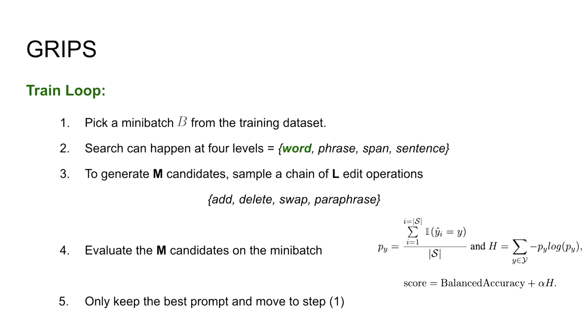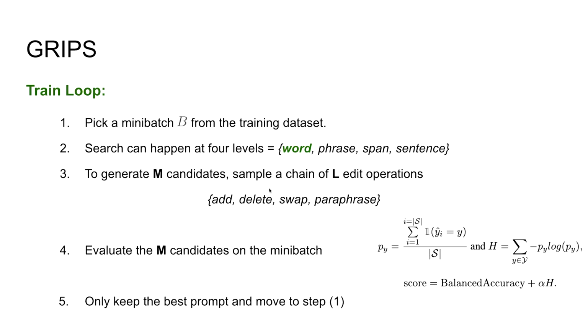In the second method, GRIPS, is kind of similar. So again, we have a mini batch from the training data set. This algorithm can actually happen at 4 levels. So whether we want to search in the word level, or in phrase level, or if you have a document, you want to see if you make changes at the sentence level, what would be the performance. But in the experiments, we chose the word level kind of search.